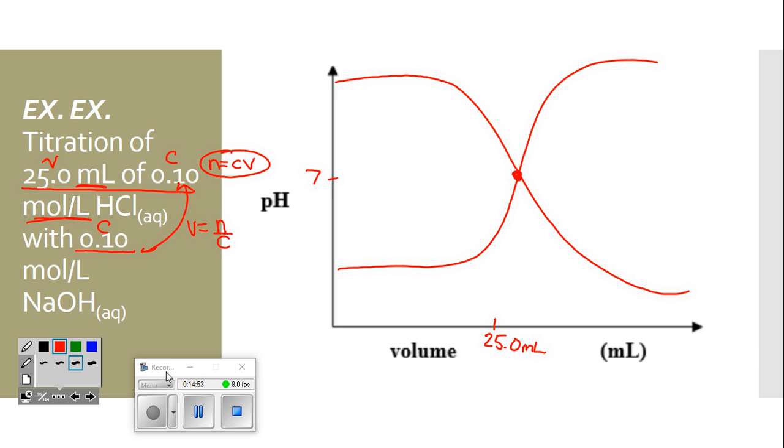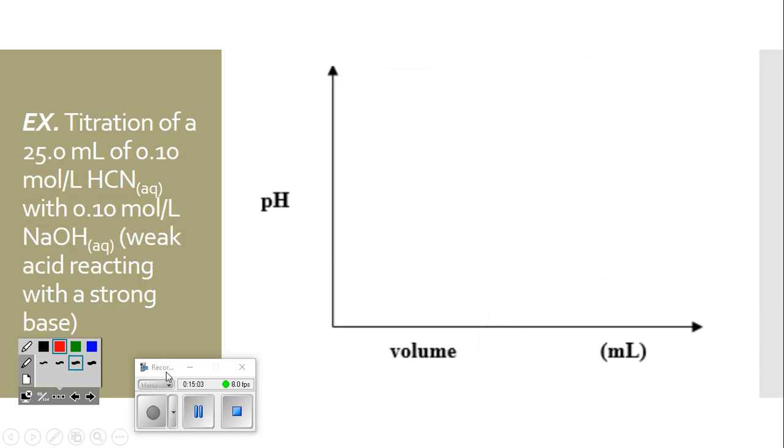Now, this is a strong acid with a strong base, or a strong base titrated with a strong acid. Either way, the endpoint should be 7. If we have a different scenario, in this case, weak acid with strong base, things will look a little bit different.